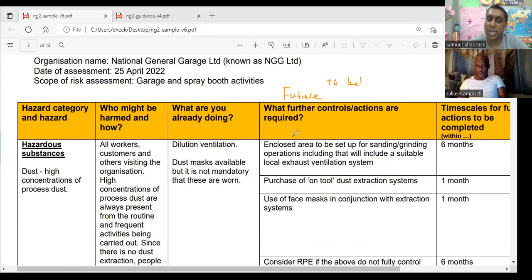If you watch here, enclosed area to be set up. Purchase of an untooled dust extraction system. They could have said when, but they put 1 Monday anyway. Use of face mask in conjunction with the extraction system. But they should have said when. Like I said, this sample is not perfect anyway. As you go down, you'll see more examples that look the way it's supposed to look. So the future controls should be, or to be, is how you're supposed to say it.